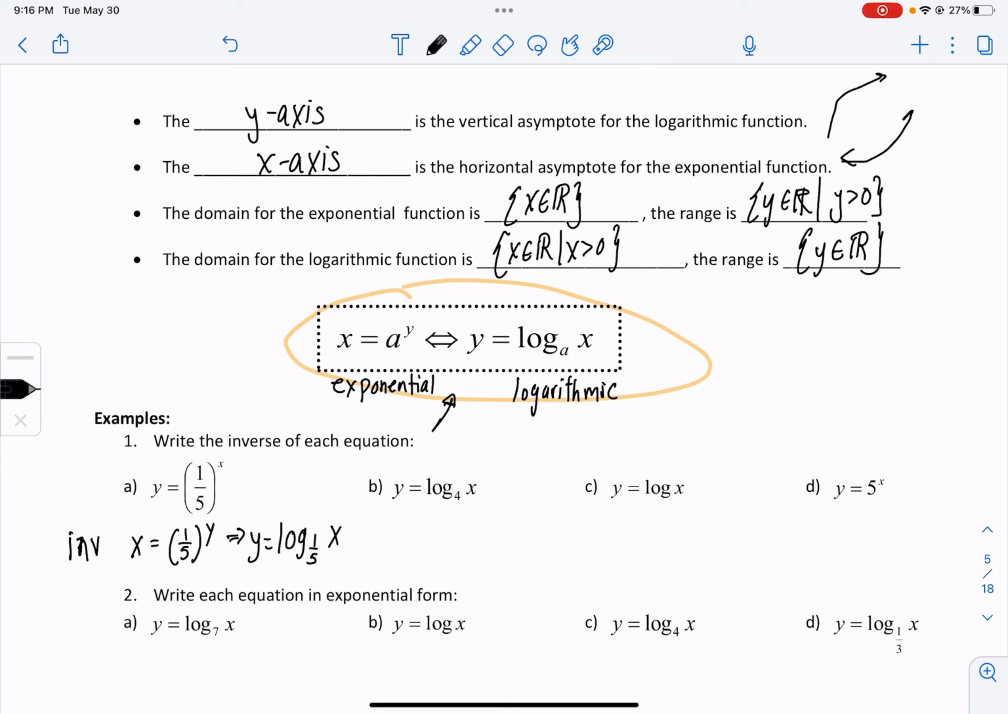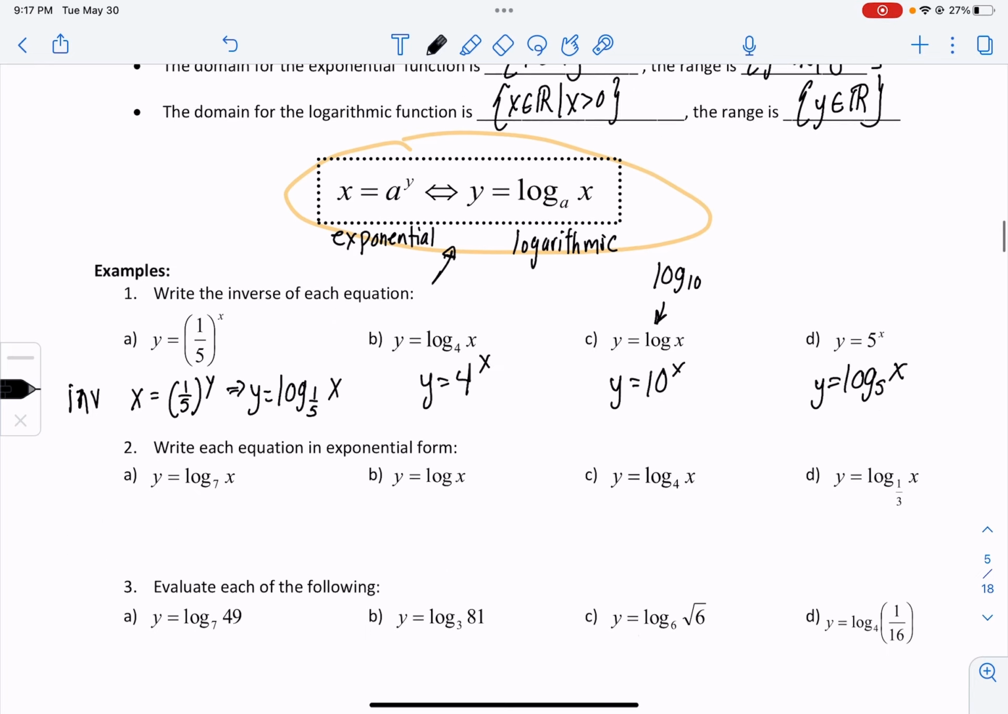They're both the inverse of y equals 1/5 to the x. But eventually we'll start to make this a little bit quicker, right? What's the inverse of log base 4 of x? Well, it's 4 to the x. What's the inverse of log x? This one's tricky because we don't see the base. And we define when we don't see the base, it's really log base 10, right? And so the inverse of log base 10 is 10 to the x. And the inverse of 5 to the x is log base 5 of x, right? So the base now becomes the subscript, and x is now the subject of the log, right?